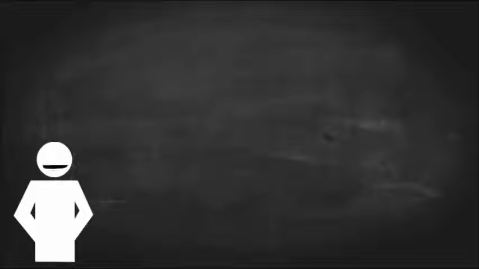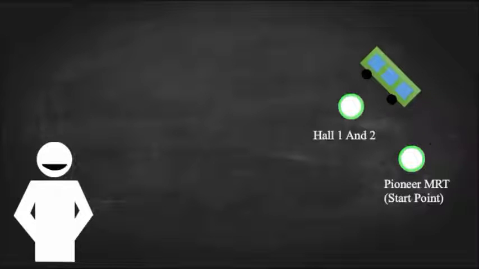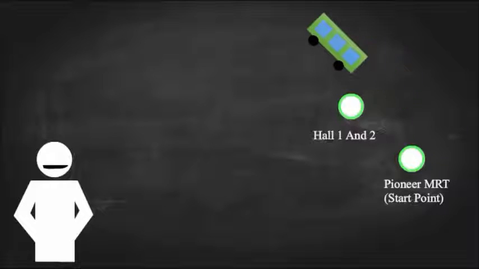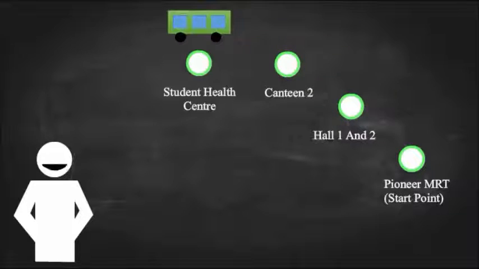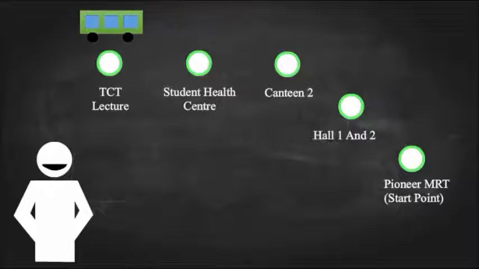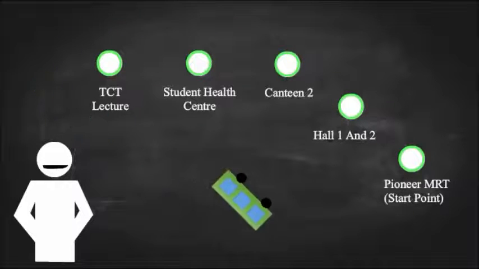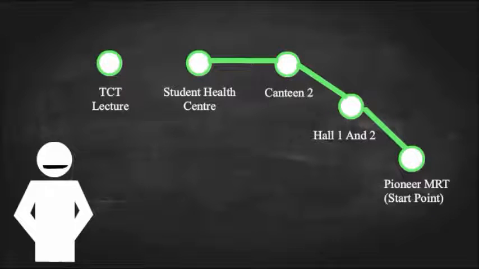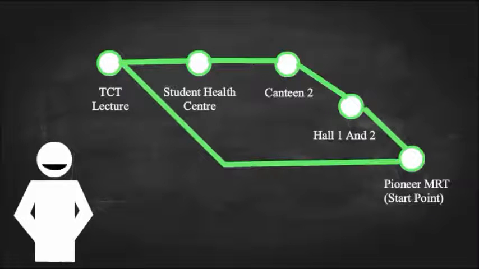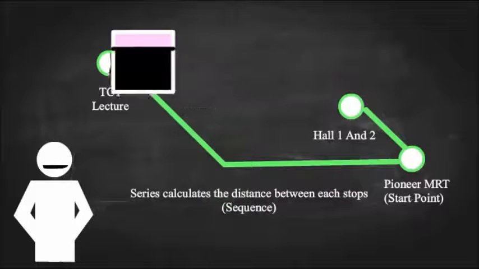Let's take NTU's shuttle bus as an example. The shuttle bus will start from Pioneer MRT, then it will proceed to Hall 1 and 2, Canteen 2, Student Health Center and TCT Lecture Hall, before heading back to Pioneer MRT. This is a sequential process. Series will be the total distance the bus traveled from the start to the end.